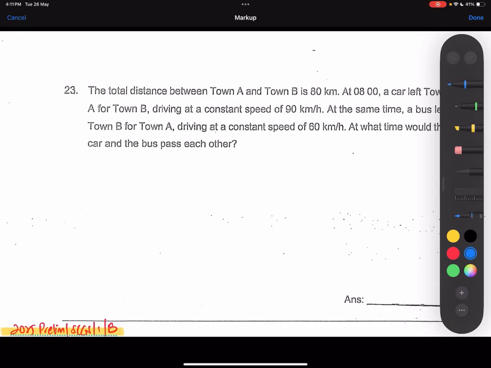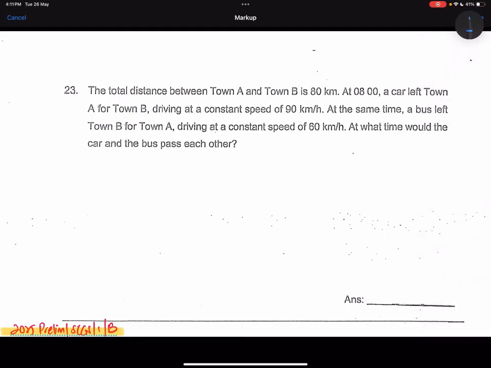2025 Prelim SCGS Paper 1 Booklet B, question 23. The total distance between town A and town B is 80 kilometers. Let's draw this as we read the question. Okay. Town A and B, distance equals 80 kilometers.